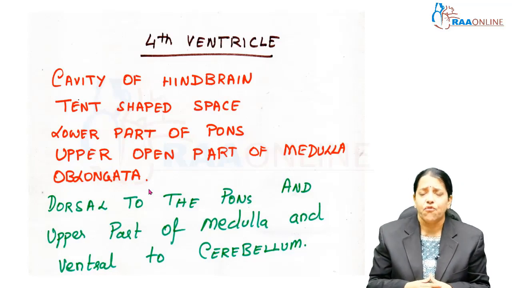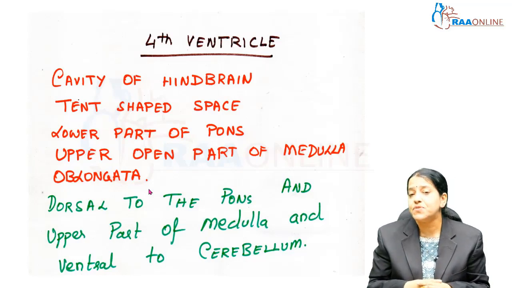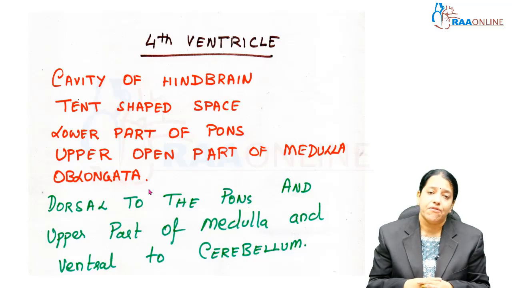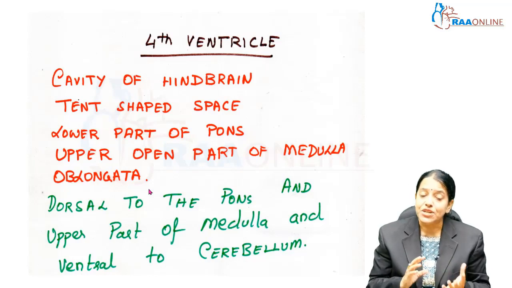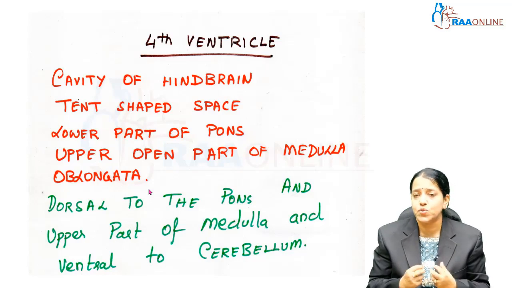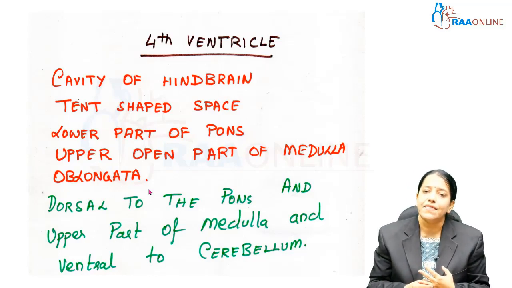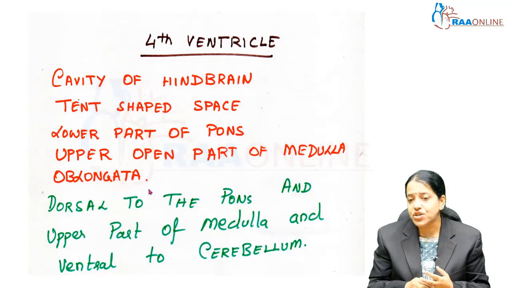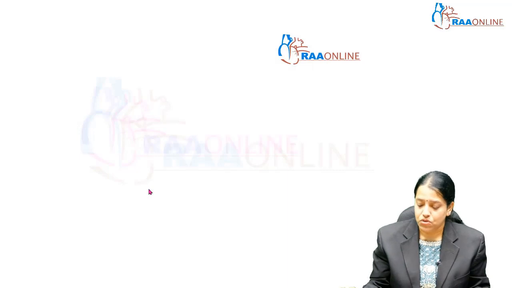So basically the fourth ventricle is the cavity of the hind brain. It is a tent-shaped space. Its location is definitely on the lower part of the pons and the upper part of the medulla oblongata, between the pons, medulla and the cerebellum. As we know, the pons, the medulla and the cerebellum form the hind brain. It is dorsal to the pons and the upper part of the medulla, and ventral to the cerebellum. Let's see exactly where it is located through this video.